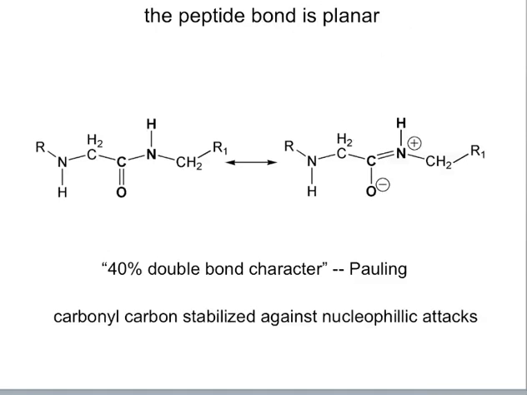Now, there's some other interesting things. Since we've been talking about DNA as being a more stable information storage polymer than RNA, we can also see that the peptide bond does something great to our protein, stabilizing it against hydrolysis, right? The carbonyl carbon, because of the double bond character in the amide bond, is stabilized against nucleophilic attacks. Just a fun factoid there.